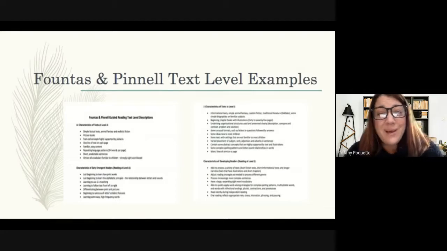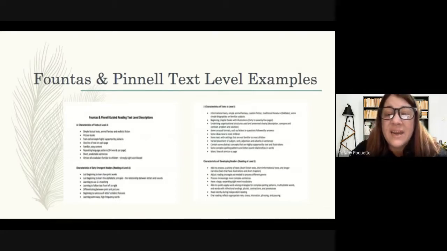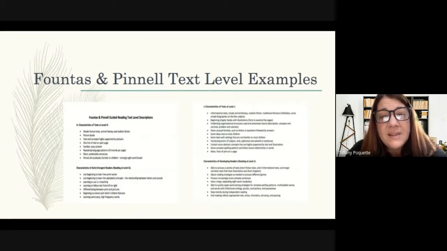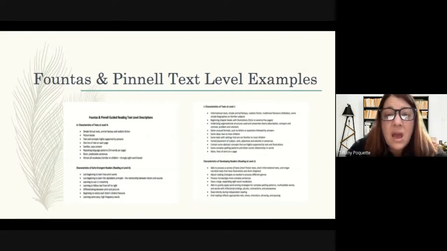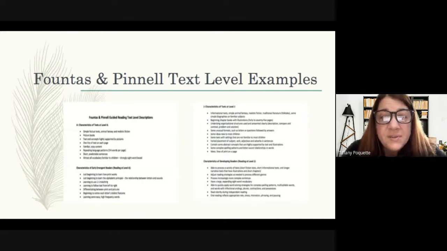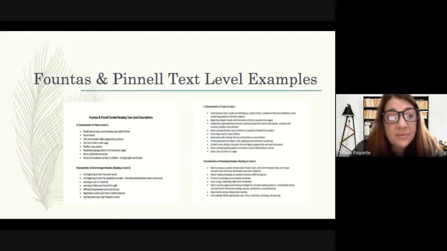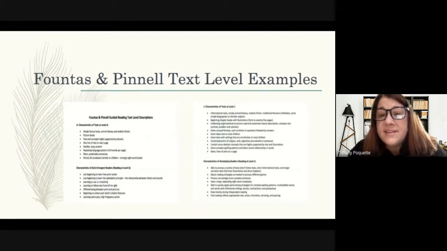They're a little blurry, I apologize, but these are Fountas and Pinnell text level examples. It's called the Fountas and Pinnell Guided Reading Text Level Descriptions, which I would be happy to send you if you're interested, or you can look them up as well. But you will see at a level A, which is the first example, there's a lot simpler characteristics of the text and characteristics of readers at that text level. And the second example is a level J, and the characteristics become much more complex, as well as the characteristics of readers at that level.